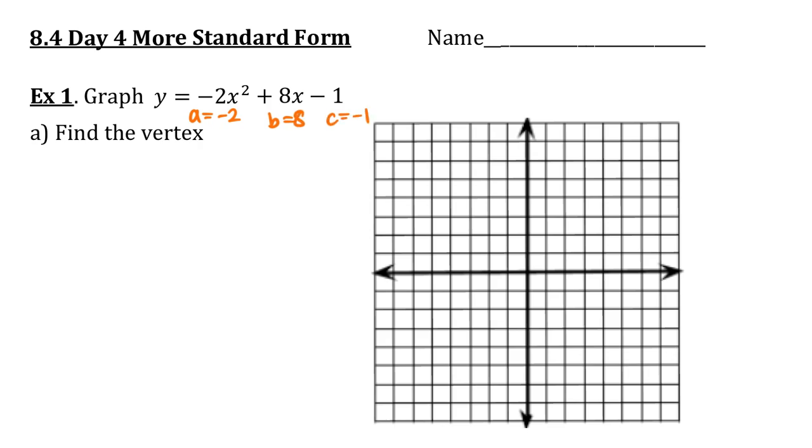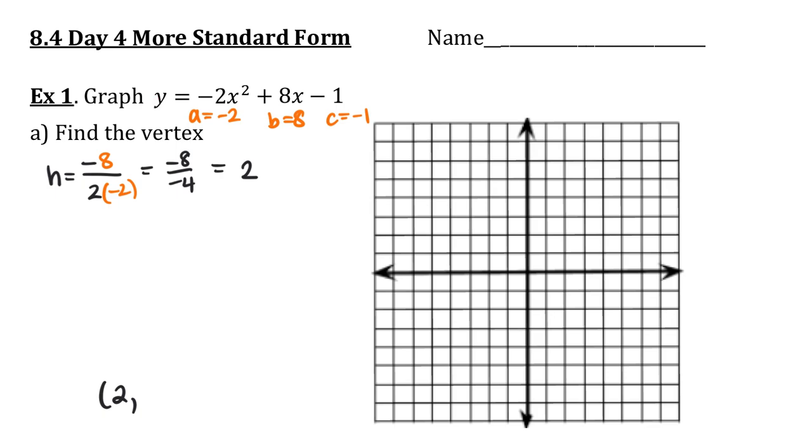And then to find the vertex, I'm going to do H equals negative B over 2 times A. Okay, let's simplify that. So negative 8 divided by negative 4 is positive 2. So the vertex is going to be 2 comma something. To get the y coordinate, I'm going to plug my x value, which is 2, back into the original function.